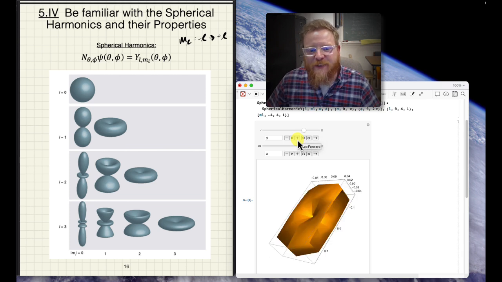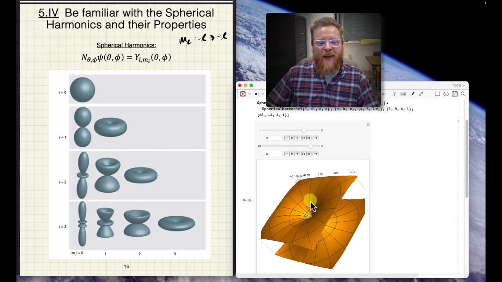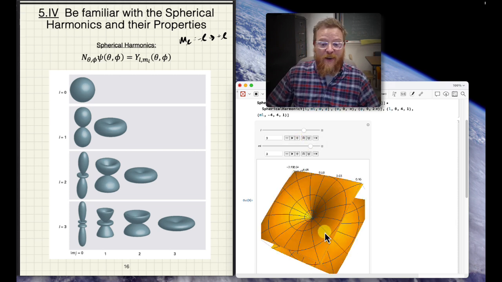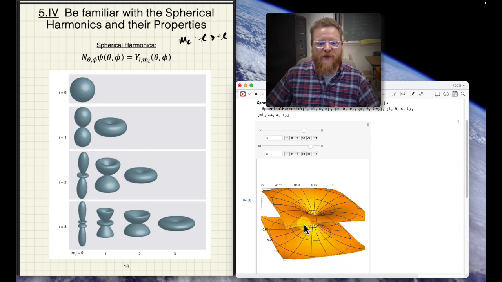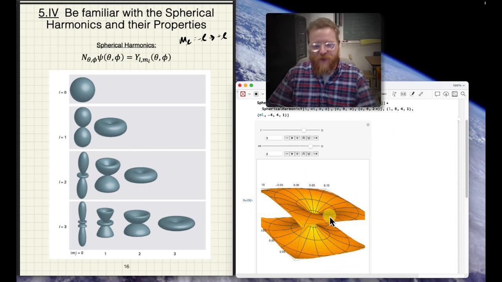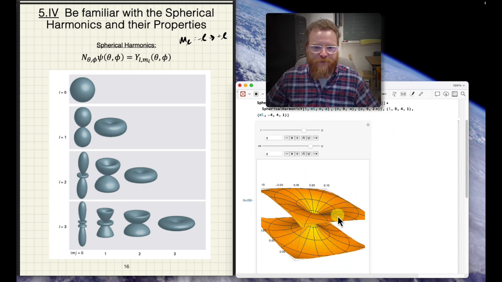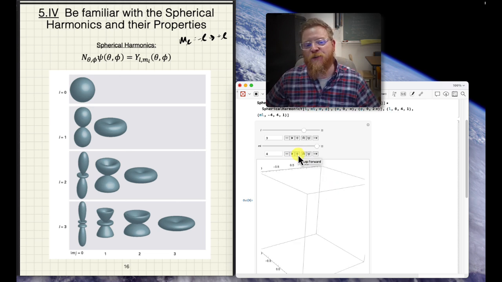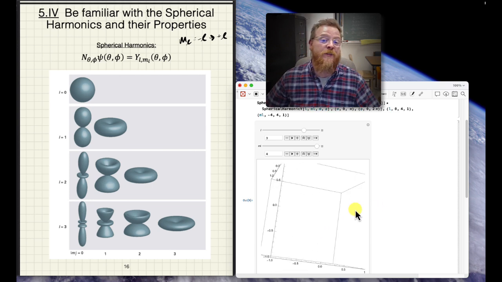But now if I step up and go to L is equal to 3 and ML is equal to 3, I get a solution for that. It's kind of crazy looking because I don't have the bounds spread out far enough. But to test that out, if I go to ML is 4 and L is 3, we know that possibility doesn't exist. So I don't get a solution for that. So this is pretty cool.